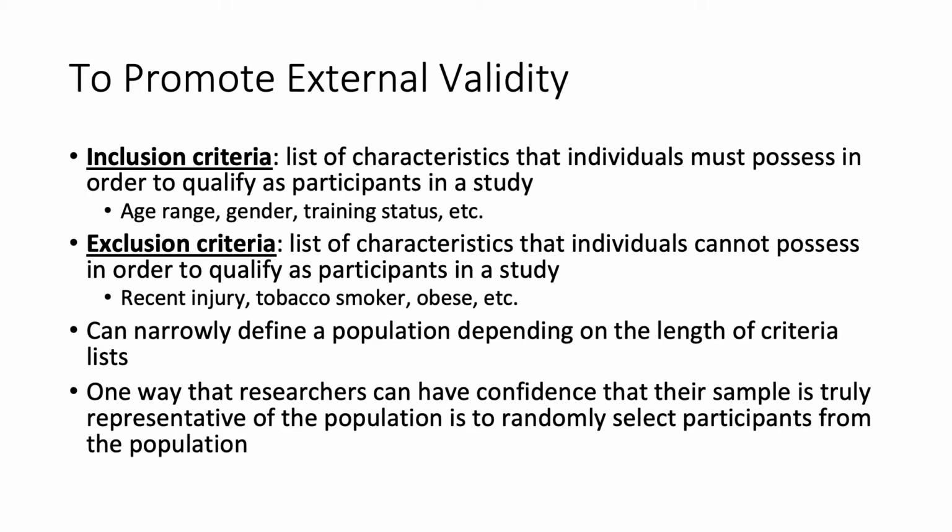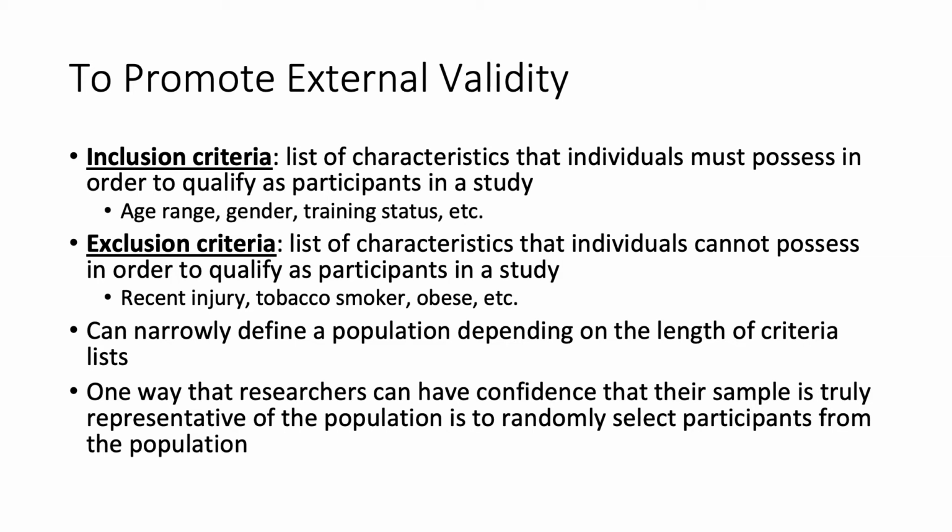This is the importance of having inclusion criteria and exclusion criteria for your research study. Inclusion criteria is the list of characteristics that individuals must possess in order to qualify as participants in a study. For example, you can have inclusion criteria of age range, gender, training status, etc. This will be based on your research question. Exclusion criteria is the list of characteristics that individuals cannot possess in order to qualify as participants in the study. Some examples you can utilize are having a recent injury, being a tobacco smoker, or being obese. Again, this is all going to be based off your research question. By having these criteria, we can narrowly define a population depending on the length of the list that you have.